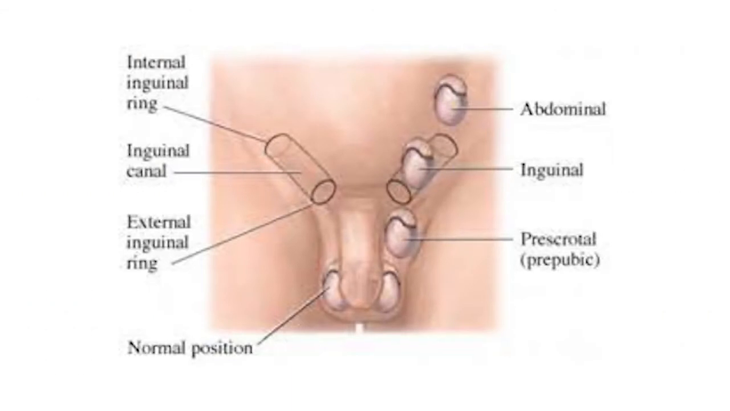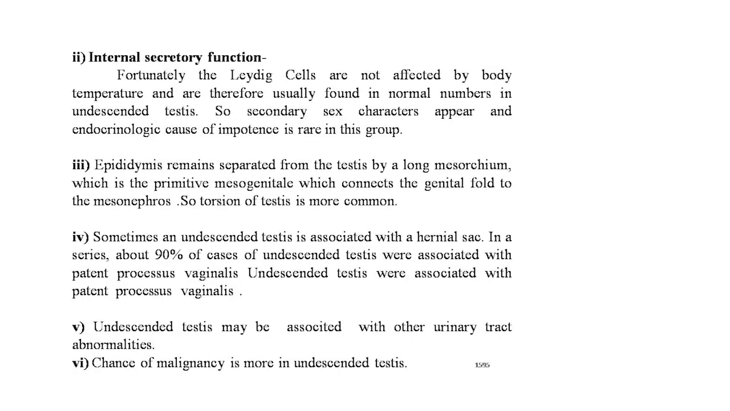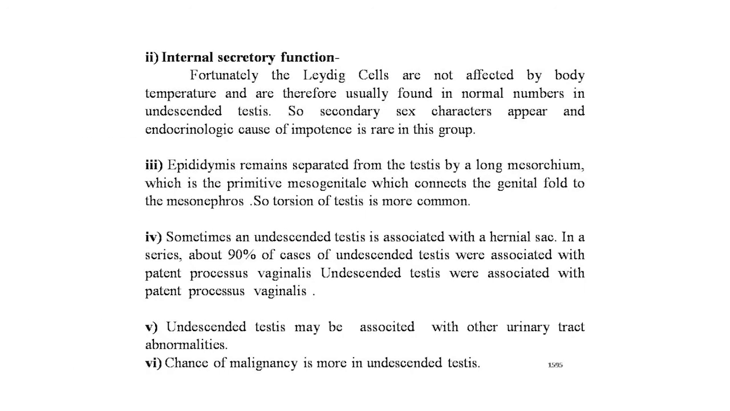Dear students, here is the image showing the sites of the ectopic undescended testes, that is, the abdominal, inguinal and prescrotal region. This is another image showing the normal descent of the testes, the normal course, and where the testis is lying in its course. The undescended testis is called intra-abdominal at the point of the internal ring, canalicular in the inguinal canal, at the point of the external ring, superficial inguinal, and ectopic in the femoral region.